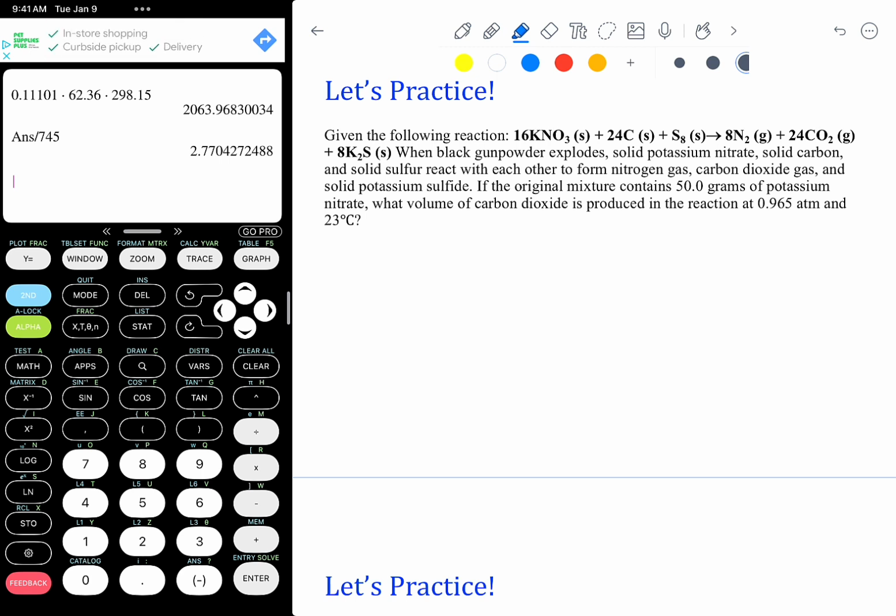So here we're starting with a mass of solid potassium nitrate, and we want to find the volume of a gas. So just like we did before in our previous examples with our 3 steps. So try this problem independently.